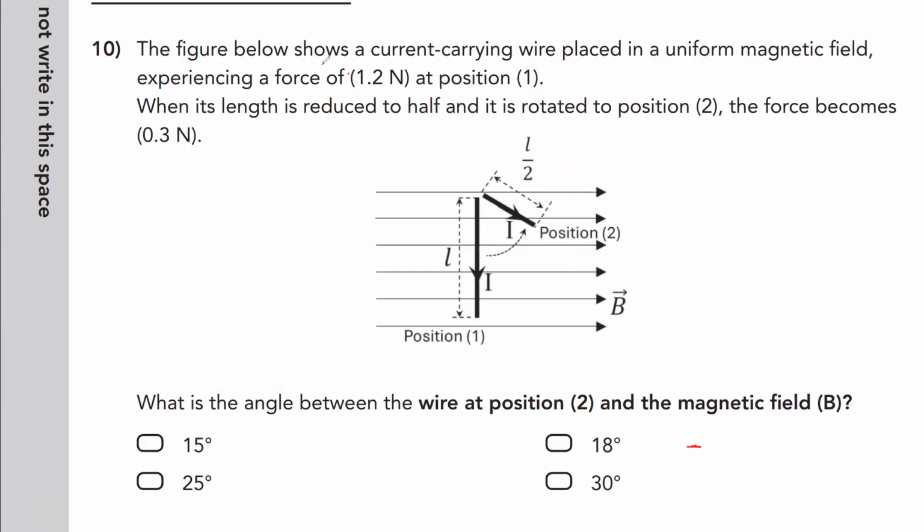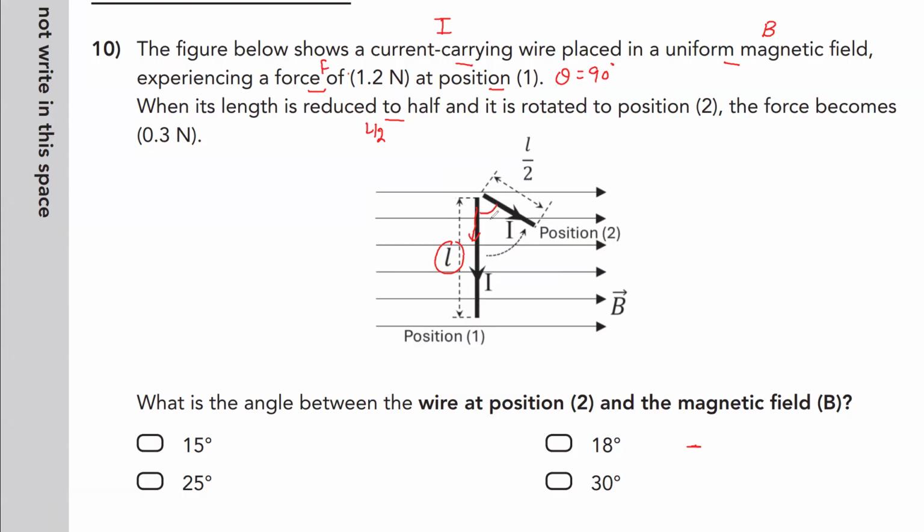Okay, so the question here is: the figure below shows a current carrying wire placed in a uniform magnetic field. Current carrying wire means we have I. Placed in a uniform magnetic field, so we have B. It experiences a force F at position 1. Position 1 is obviously perpendicular, which means theta here is 90 degrees. When the length is reduced to half, remember one thing, initially the length is L, but here the length is reduced to half, so L divided by 2.